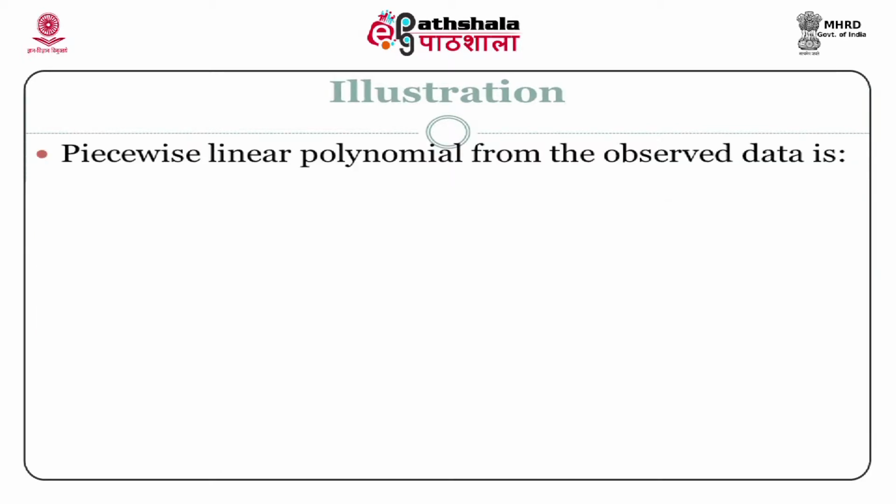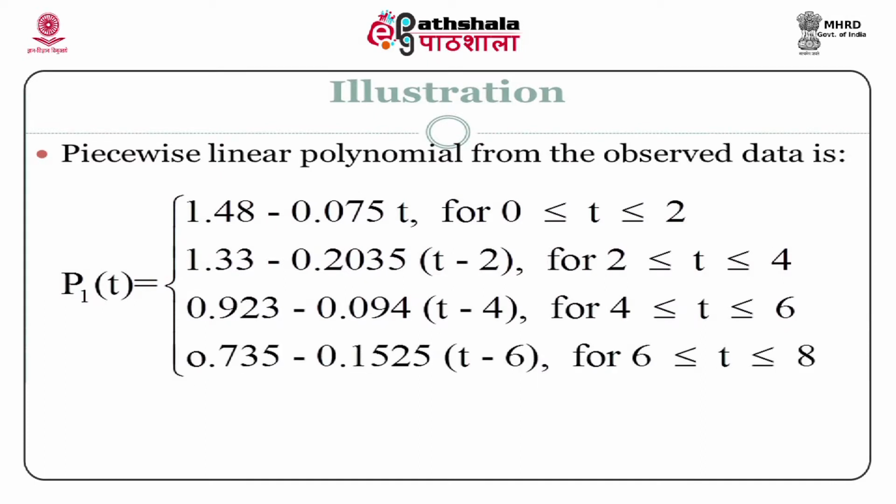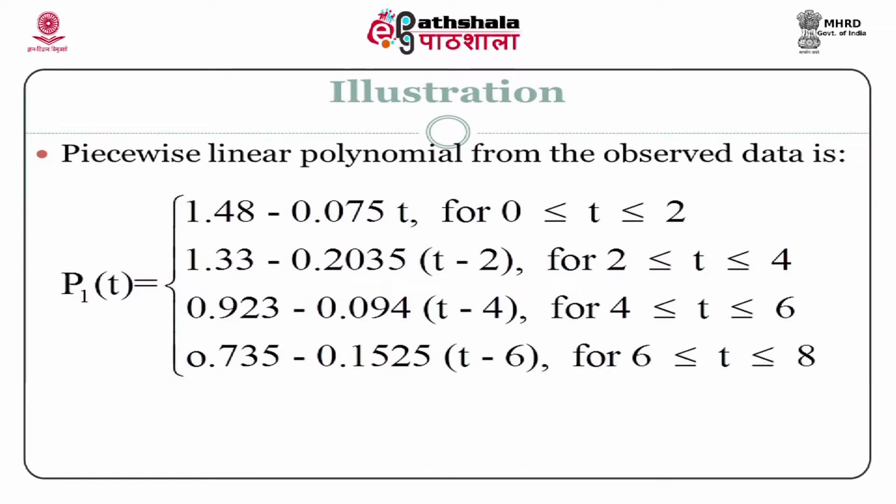If instead of using an interpolating polynomial of degree 4, we use piecewise linear polynomial interpolation, then your P1(t) will be given by 1.48 minus 0.075 t for the time between 0 and 2, 1.33 minus 0.2035 (t minus 2) for time between 2 and 4, 0.923 minus 0.94 (t minus 4) between 4 and 6, and then 0.735 minus 0.1525 (t minus 6) for time between 6 and 8.